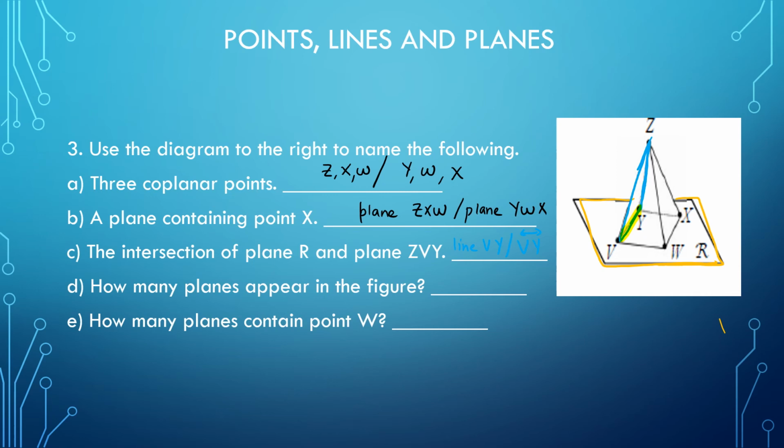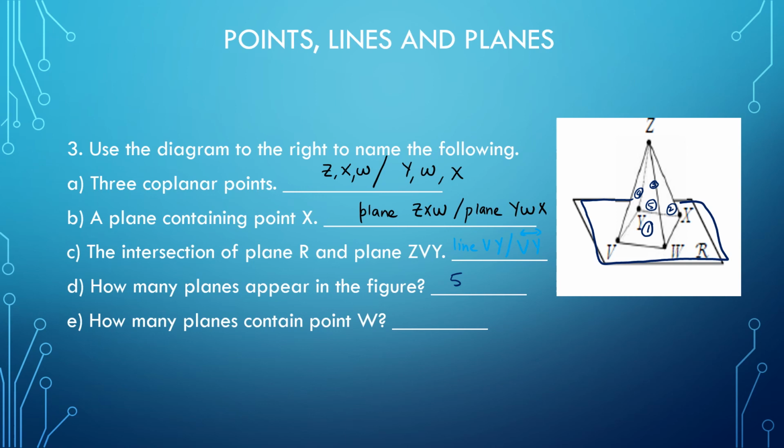Part D, you have to count the number of planes that appear in the figure. We already did that for part 1, but let's go ahead and redo it. So this is the first plane. This is also the plane that's the base. This is the second, this right side of the pyramid. This is third, the back side of the pyramid. This is fourth, the left side of the pyramid. And this is 5, the front side of the pyramid. So there are 5 planes in the figure.